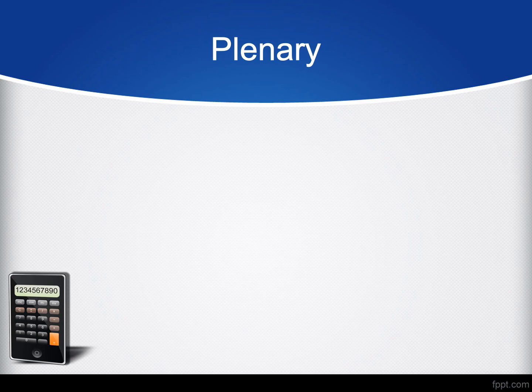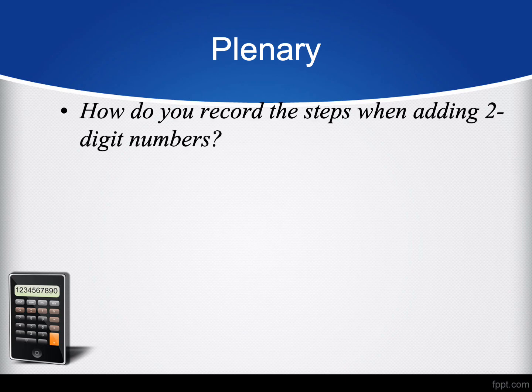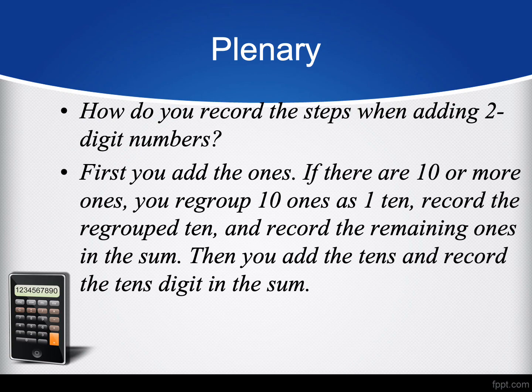Wasn't that an easy lesson, children? It was a very simple lesson according to me, and in fact a very interesting lesson, correct? How do you record the steps when adding 2-digit numbers? Very easy. First, you add the ones. Remember, I've been telling you in this lesson today that you have to focus on the ones first. So first you add the ones.